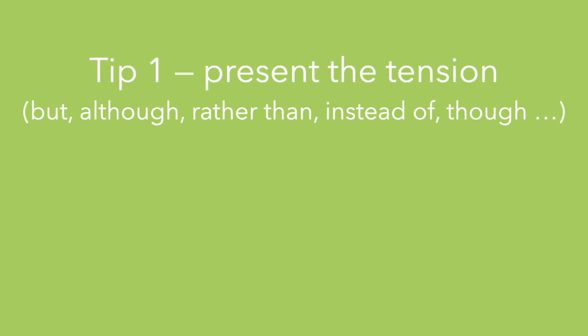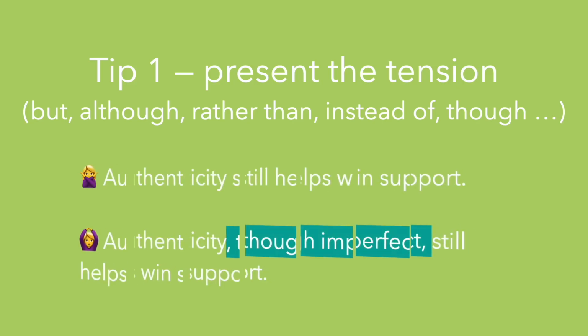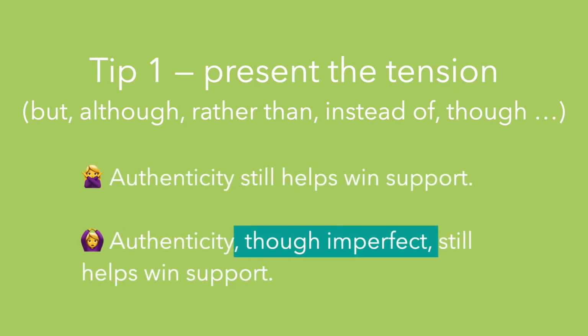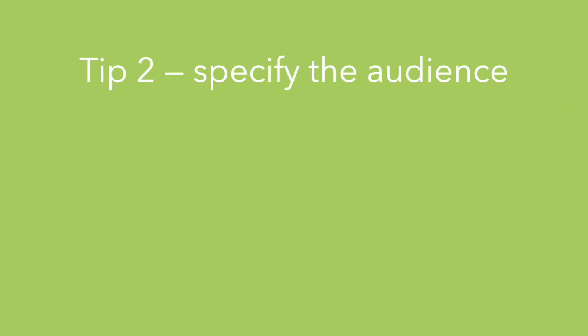Tip number 1, present the tension. Use words like but, although, rather than, instead of, though. Don't say authenticity can help win support. Say instead, authenticity, though imperfect, can help win support. If you want to reveal what tension is, you can click the link in the top right corner and watch the last video. Tip number 2, specify the audience.